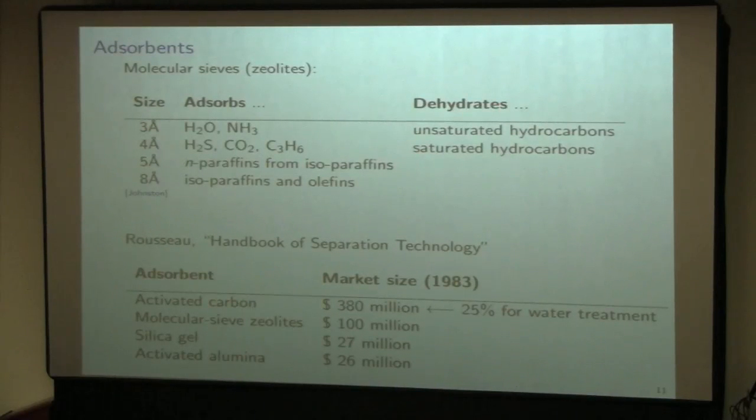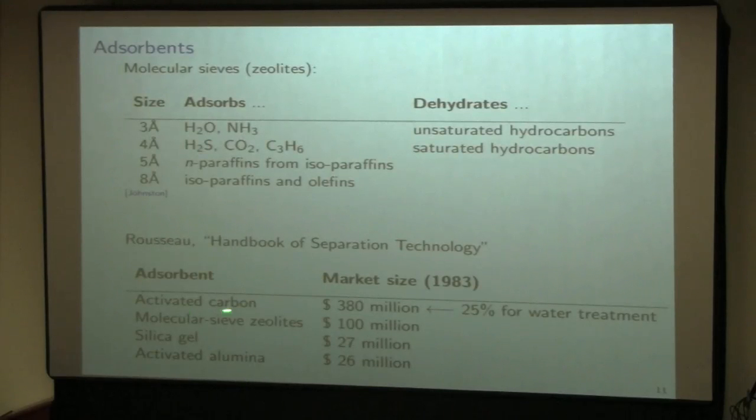The 4 angstrom adsorbents take slightly larger molecules, and they can dehydrate saturated hydrocarbons. Then larger and larger zeolites start to do interesting things, such as separating paraffins from isoparaffins and isomers from each other. So they're very good for isomer separation and gas separation in general. The market sizes here, unfortunately, are pretty out of date for various adsorbents, but I would expect this ratio to maintain between them and just get larger over time.